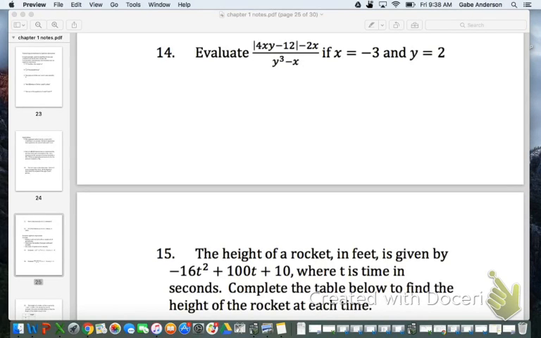Yes, empty parentheses go in place of the x, in this case the x and the y. So I'm going to write it something like this. Absolute value of 4, and then just blank parentheses, minus 12, close the absolute values, minus 2 times blank parentheses, all over blank parentheses cubed minus blank parentheses, right? So we're going to just put parentheses where the variables are, leave them totally blank, and then in just a second we'll fill those in.